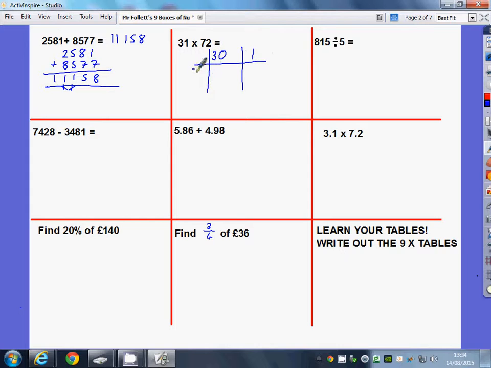Number 2, multiplication. Again, as soon as you see it, you lot should know by now, we set up our grid. 7 threes are 21, and we've got 2 zeros there. 1 and 7 is 70. 30 times 2 is 60. 2 times 1 is 2. Okay, and then we just add them together.